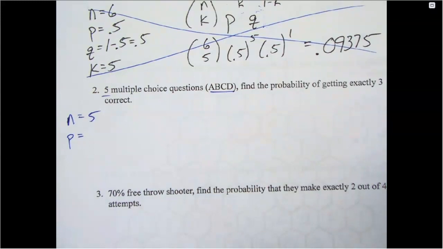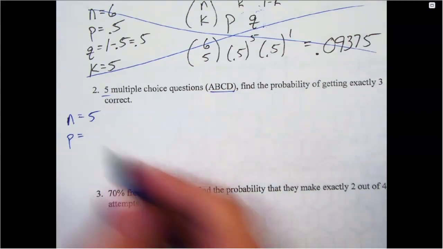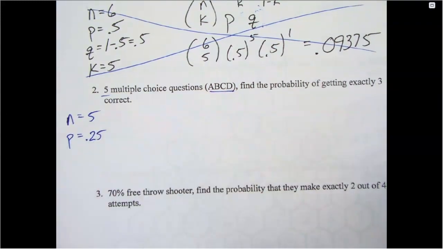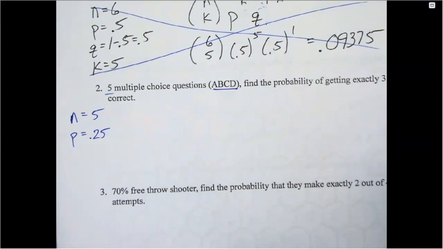And it's A, B, C, D. So if I'm just guessing, what's my probability of getting that correct? 0.25? Sorry, it's not a true false. It's A, B, C, D. So the probability is 0.25. It's 1 out of 4, right?